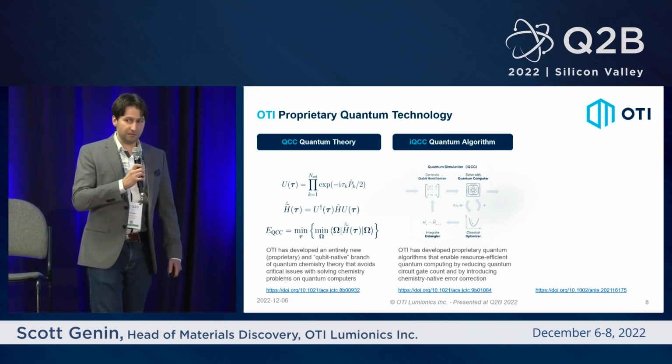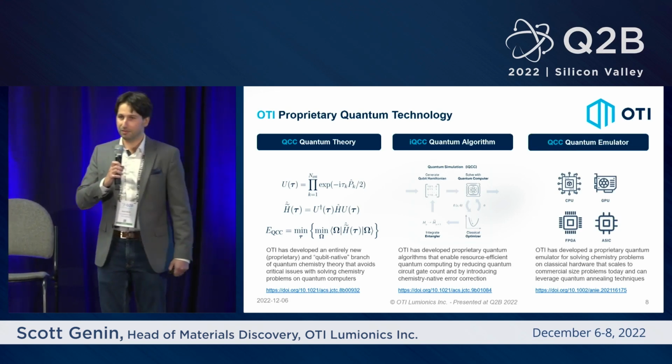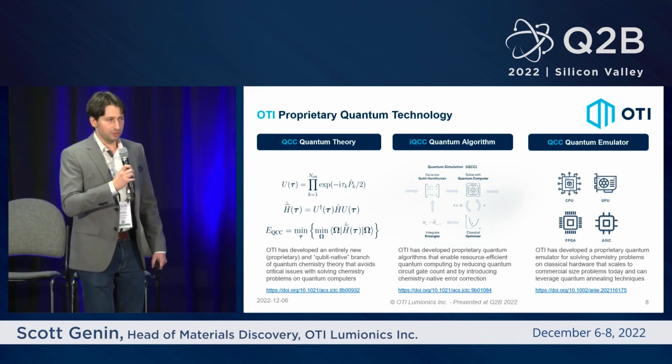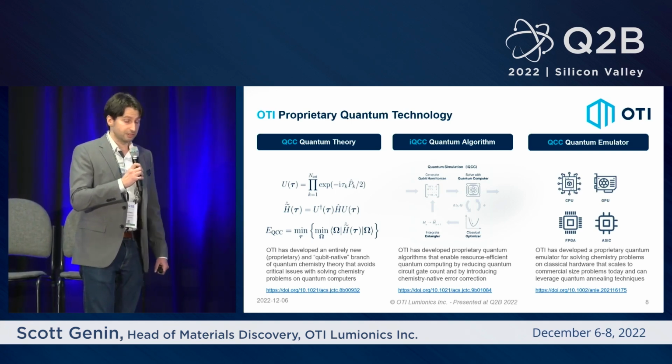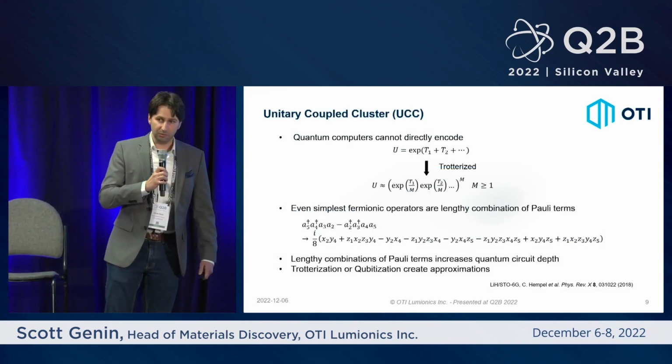But that still wasn't enough for us. So we decided to build a classical emulator, which can run on thousands of cores, to answer the question: will a quantum computer potentially help us design new materials? But why did we start with the qubit coupled cluster theory?